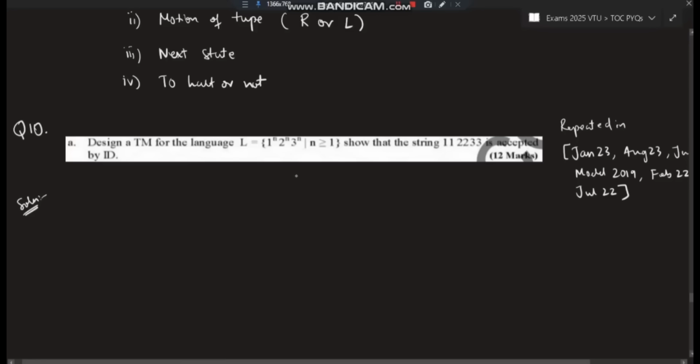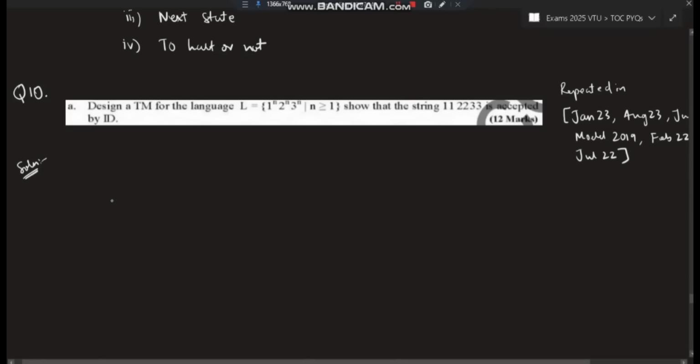Design a TM for the language. This language is given, showing that the string 112233 is accepted by the ID, instantaneous descriptor. Okay. First you have to make the Turing machine. How will we make the Turing machine? In a Turing machine, first you have to make a state here, Q0.